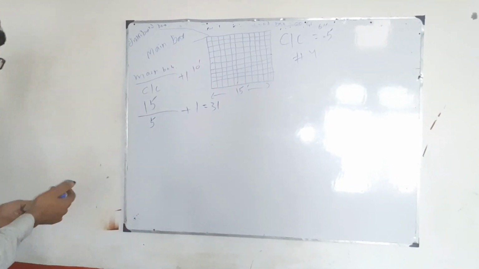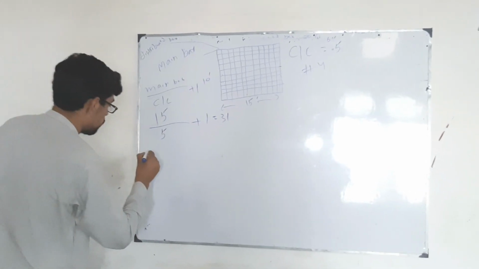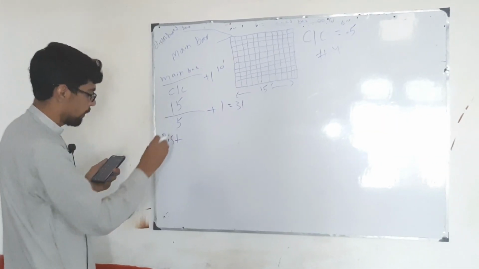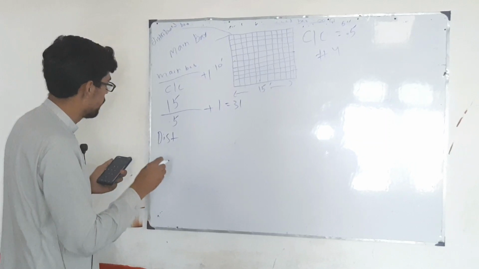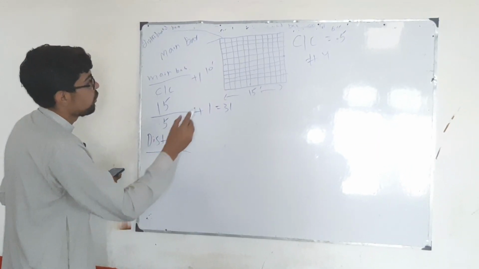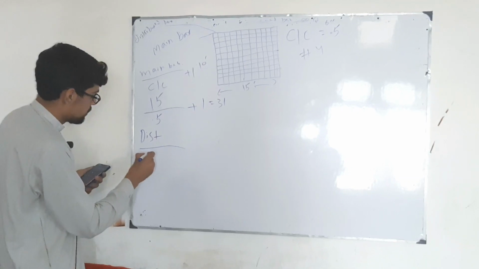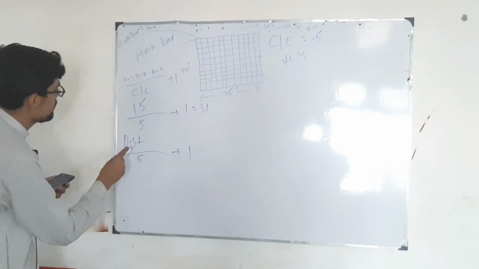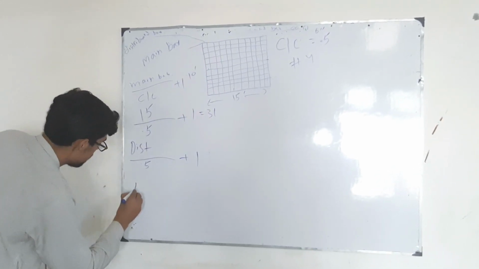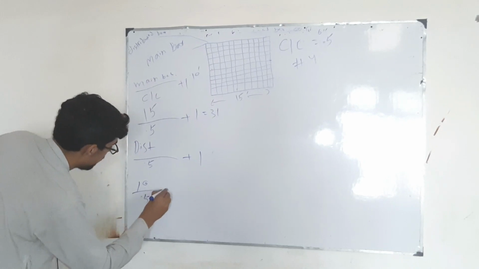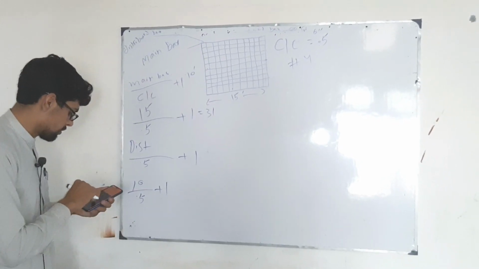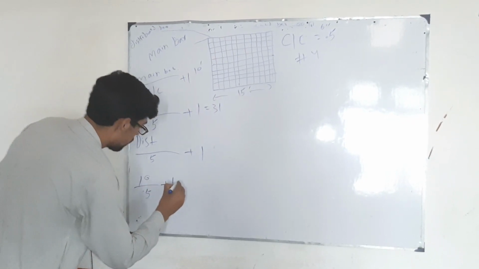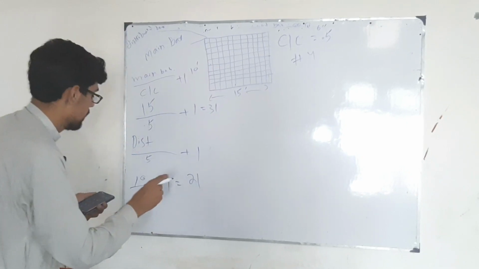Now let me find the distribution bar. Due to shortage of time, I will write it only halfway. It is also center to center, divided by 0.5, plus 1. The length here is 10. So 10 divided by 0.5, plus 1. When we calculate that, it makes 21.